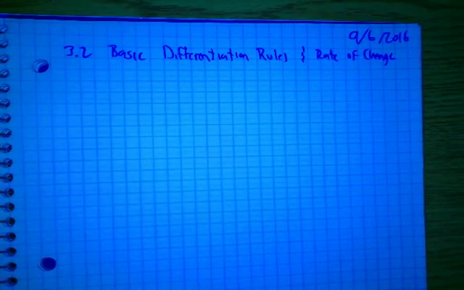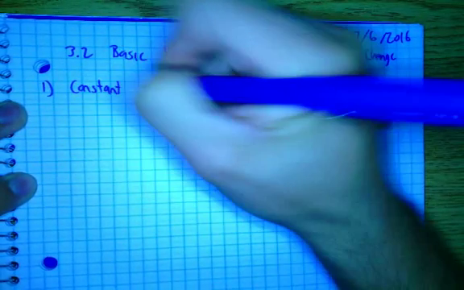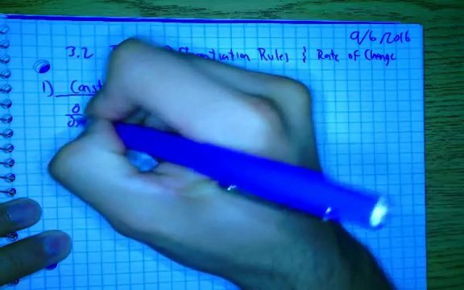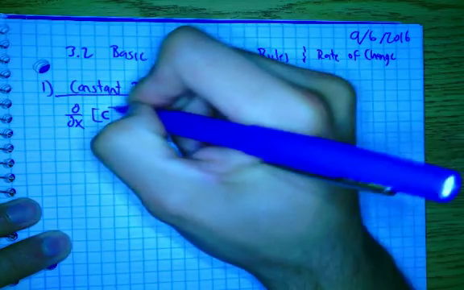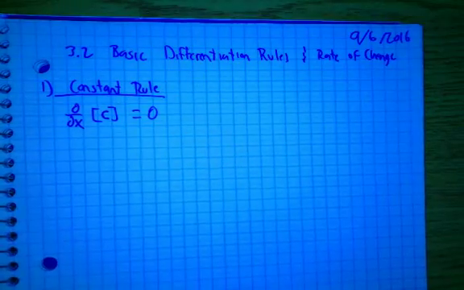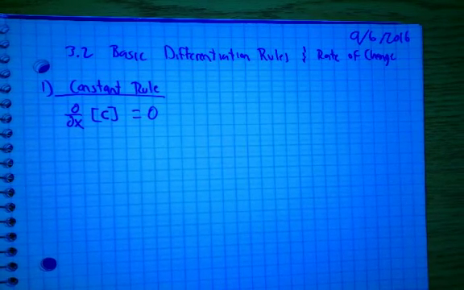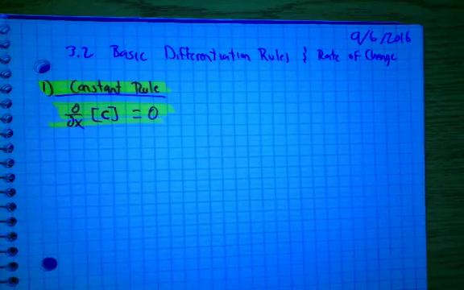Alright, so we're just going to get right to it. Rule number one that you need to learn is called the constant rule. Here's what it says. The derivative of a constant, and I'm just going to use the letter C, is 0. Always. The derivative of a constant is always going to be 0. That's rule number one that you need to learn, so I'm going to underline it. And we'll apply it here in just a second.